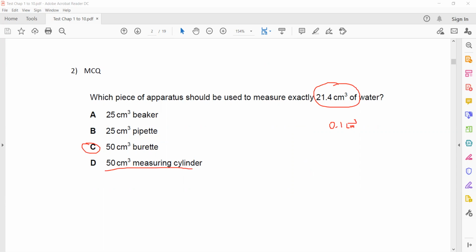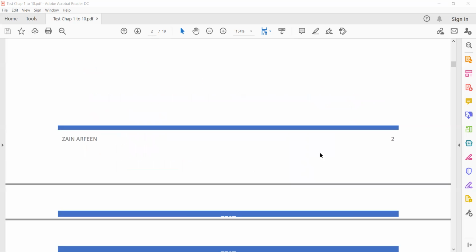So that's why C should be the right answer. Because a beaker will not measure accurately, and we want to measure it as accurately as possible. So we use a burette, and a burette can measure 0.1 cm cube accurately.